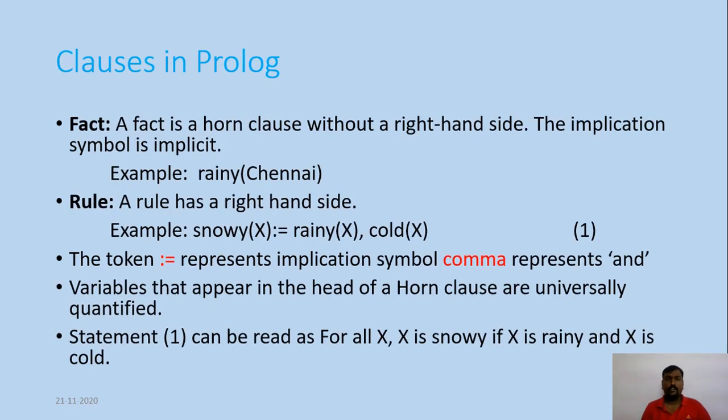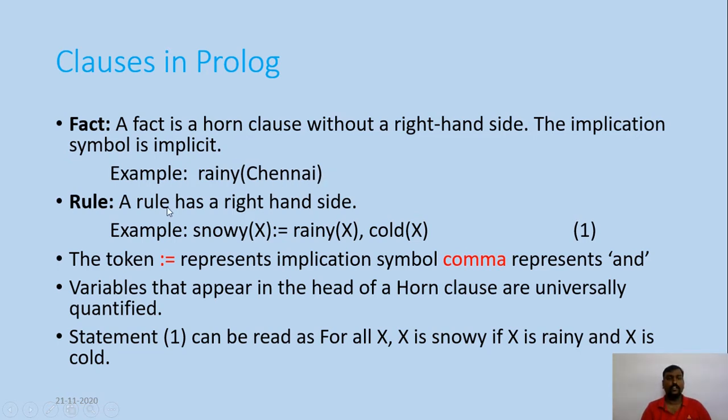Next let's learn clauses used in Prolog. Prolog consists of facts and rules. A fact is a generic information or a horn clause without a right hand side. The implication symbol used is implicit. So for example, if we are writing an information in the database like Rainy of Chennai, then it is a fact. This should be read in the form like Chennai is rainy.